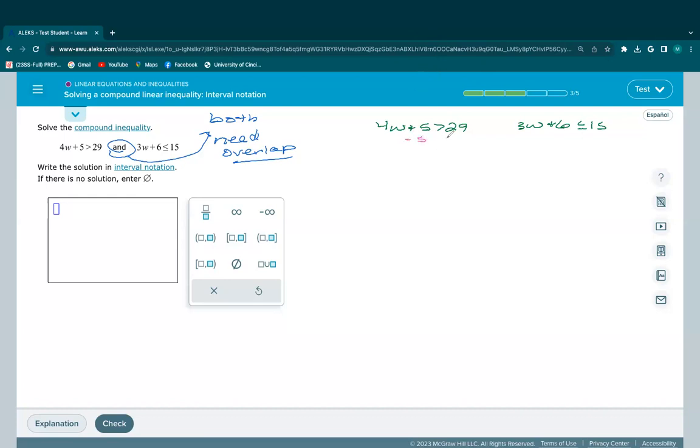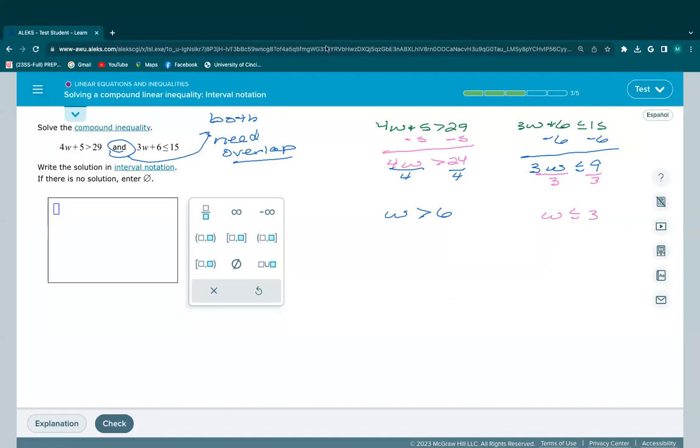We're going to subtract 5 from both sides here. 4w is greater than 24. Divide by 4. And I have w is greater than 6. And then I'm going to subtract 6 here. And I have 3w is less than or equal to 9. Divide both sides by 3. And we have w is less than or equal to 3.